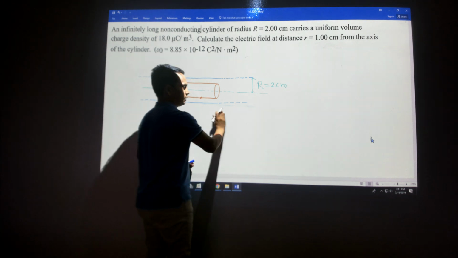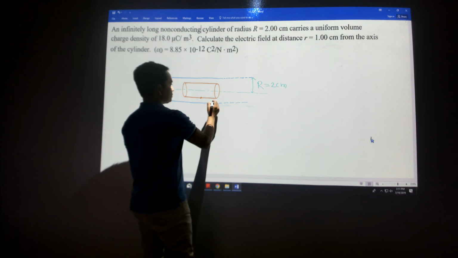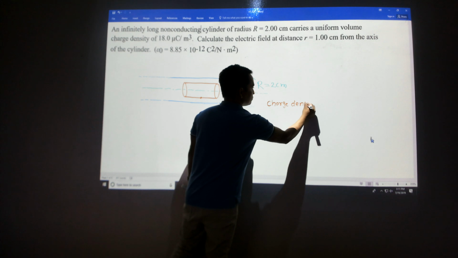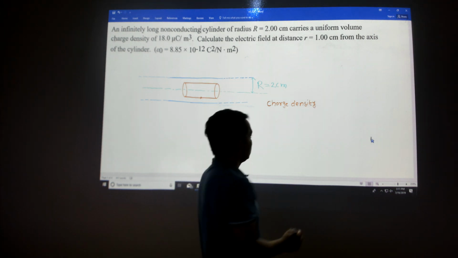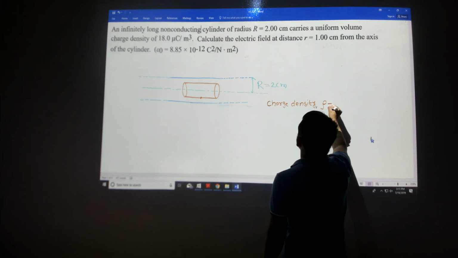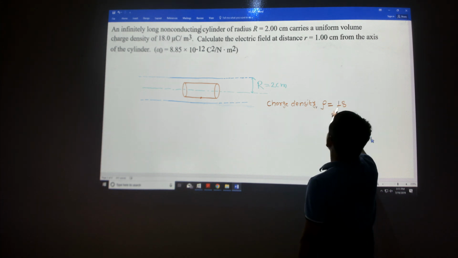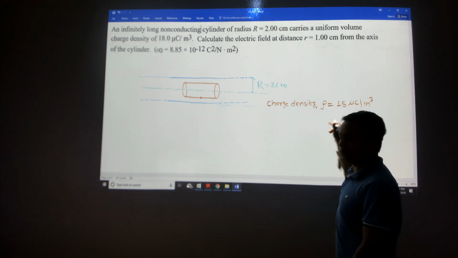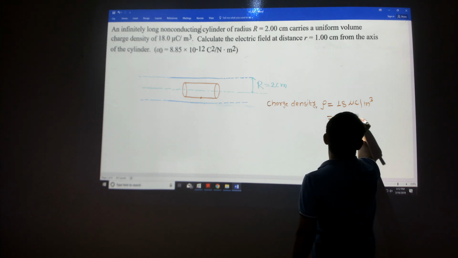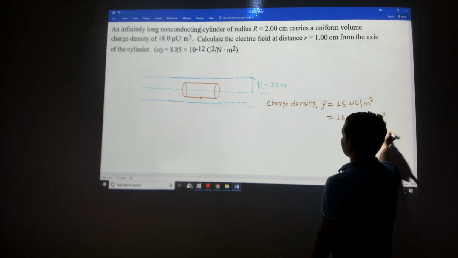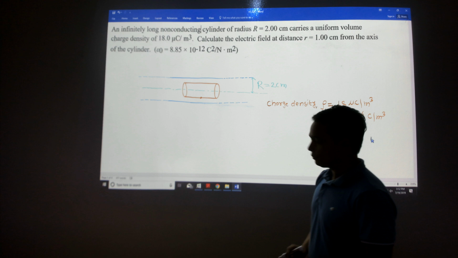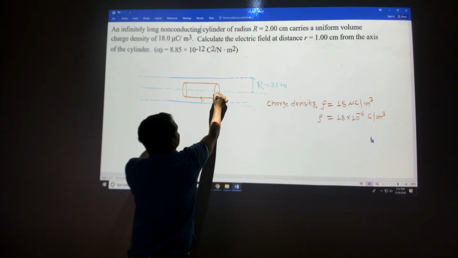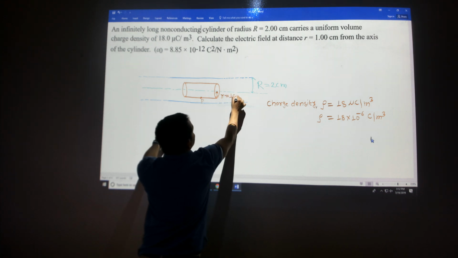The charge density is given. Let me write down here, charge density. I'm simply denoting the charge density by rho here, which is given by 18 microcoulomb per cubic meter. Let me change the microcoulomb to coulomb. So this one is 18 times 10 to the negative 6 coulomb per cubic meter. That's the charge density. It's a given quantity, and this is an imaginary Gaussian surface passing through this point P. And this distance, I'm calling this as r, which is 1 centimeter.